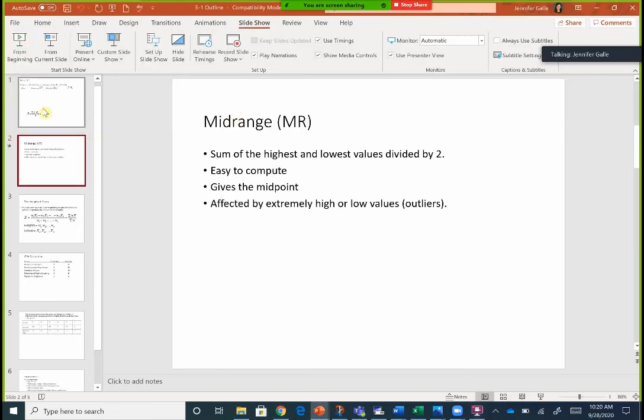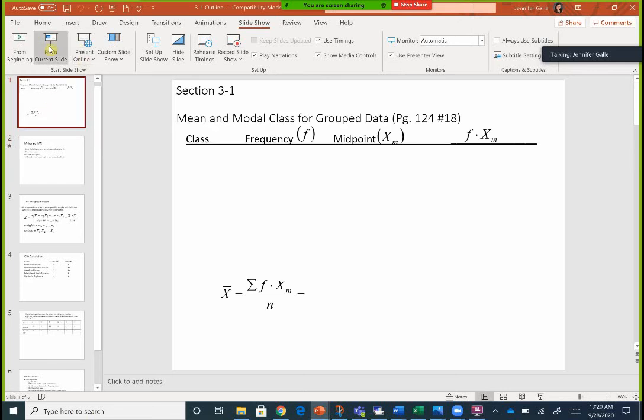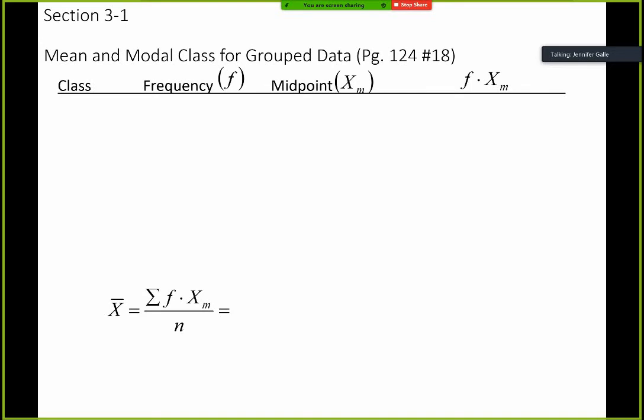Okay, guys, today we are going to start chapter 3. In chapter 1, we learned about collecting data, different types of variables, different types of measurements, things like that. In chapter 2, we started organizing data, and we did some graphical representing of data. Now, in chapter 3, we're going to start actually analyzing that data.